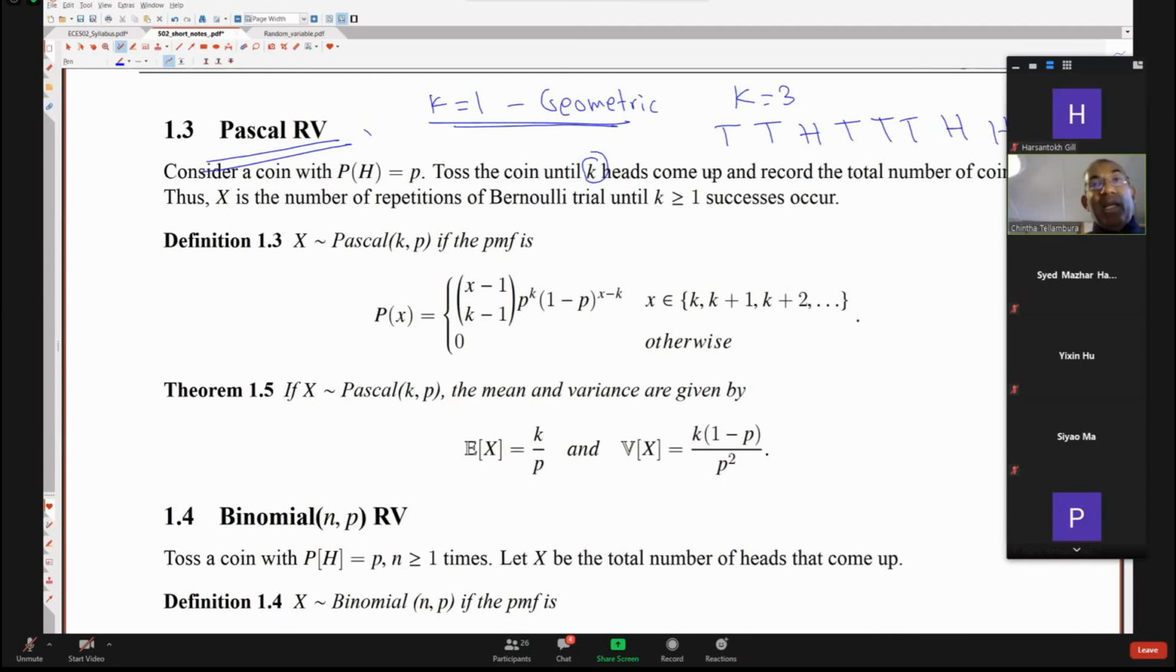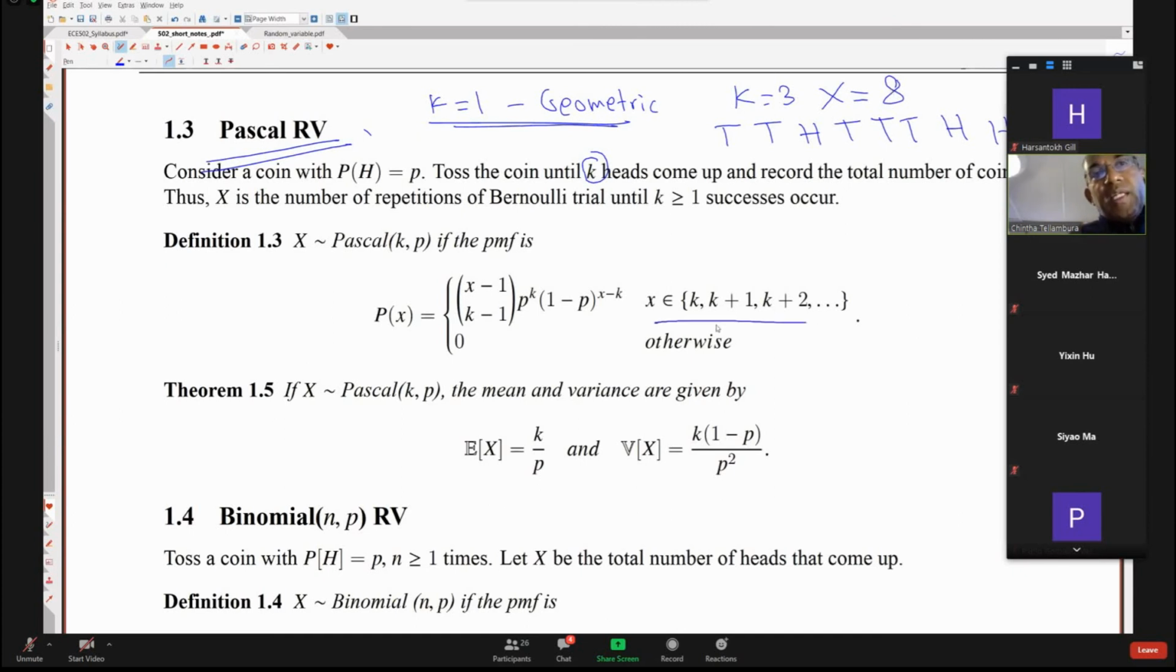Now that's not the random variable. The random variable is the number of tosses needed in this particular case. So that turns out to be 3, 6, 8. So X is 8 here. So this is the definition of a Pascal random variable.